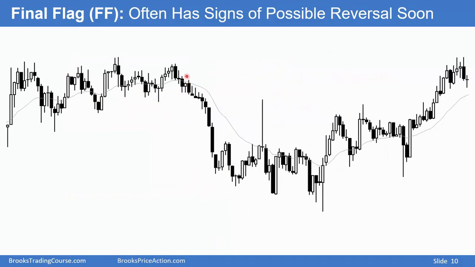Here we have a strong bear breakout. Expect at least a small second leg down, maybe second leg down here, maybe second leg down here, maybe all the way here.